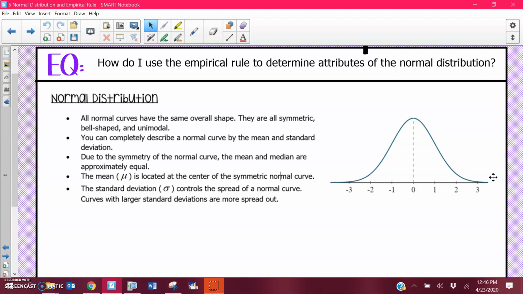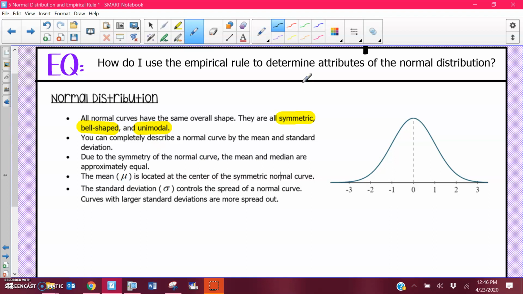So all normal curves have the same overall shape. They are symmetric, bell-shaped, so they also call these the bell curve, and unimodal. That just means that there's one hump in the middle. There's not a bunch of different humps everywhere. You can describe a normal curve by the mean and the standard deviation.